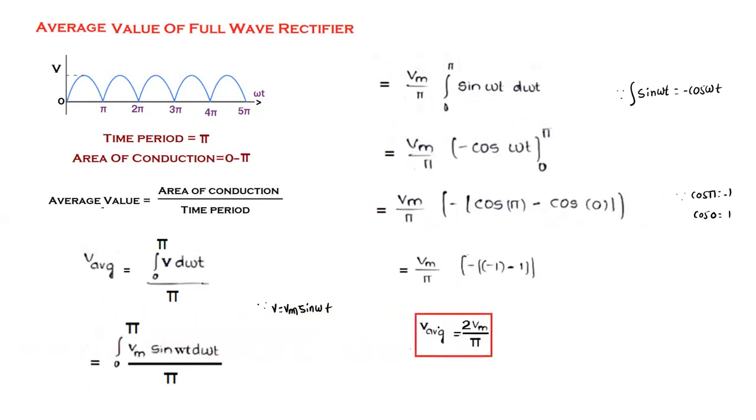Finally we will get Vm by pi times minus of minus 2, which is plus 2 Vm by pi. So finally the V average value of the center tapped full wave rectifier is 2 Vm by pi. Now we'll see the RMS value. So this is the average value we got.